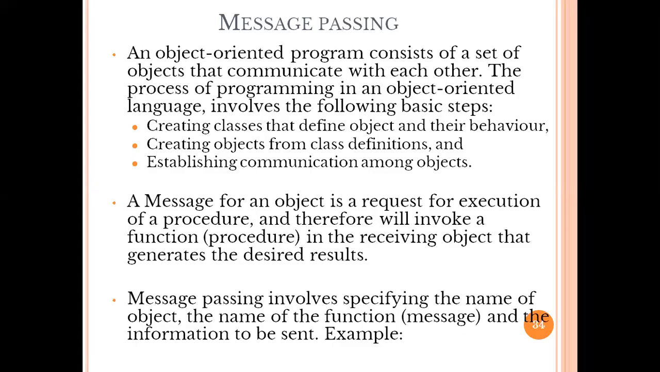The process of programming in an object oriented language involves the following basic steps. First, create the class that defines the object and its behavior. Second, create the object from that definition. Third, establish the communication among those objects. So first we create the class, and inside that class mention its behavior, which is nothing but defining different methods. Then create the object for that class. Once the object is created, call the different functions with the help of that object.